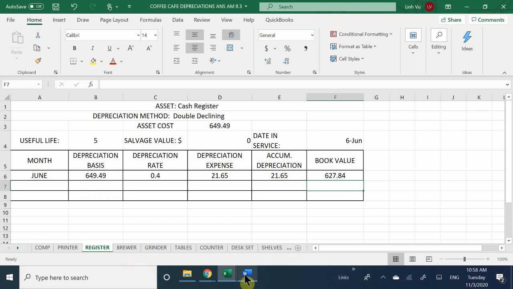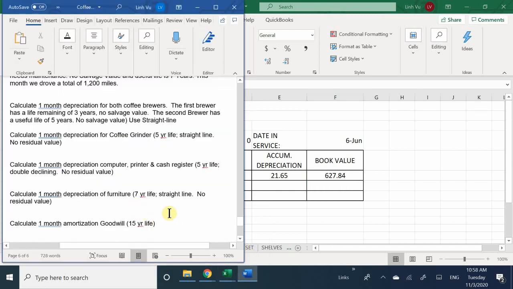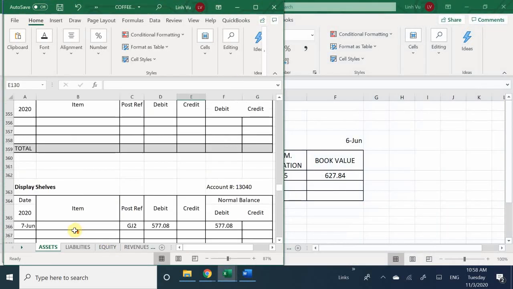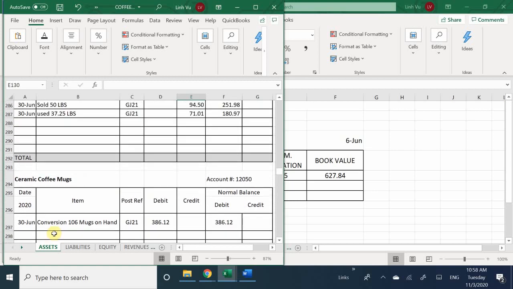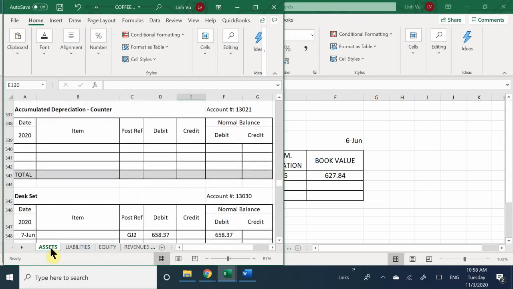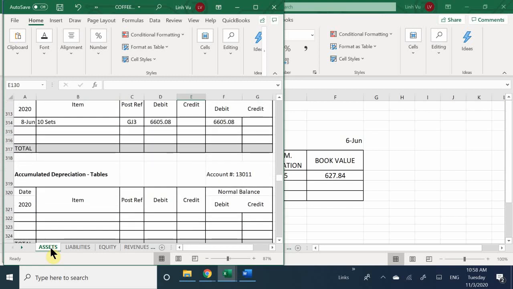We depreciated those 3 assets. So let's see what happened for the next one. The furniture: 1 month depreciation of furniture for a 7-year life term, use straight line, no residual value. So furniture, how many items do we have under furniture? Tables, counter set, shelves. Good. Perfect. We have all of that under furniture.